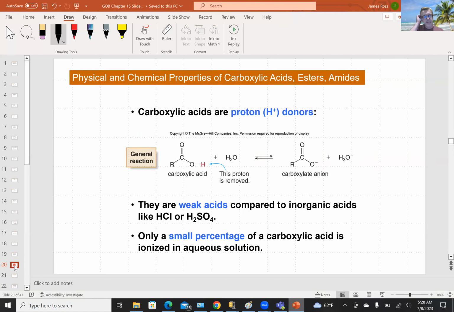Okay, so carboxylic acids are acidic. They have a low pH, lower than 7. They're weakly acidic, and they're acidic because they donate the acidic proton. Labeled red here, they break the oxygen-hydrogen bond when exposed to water, and they generate the hydronium ion, which is that ion on the right.